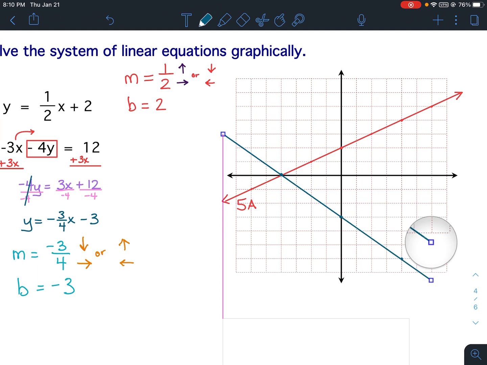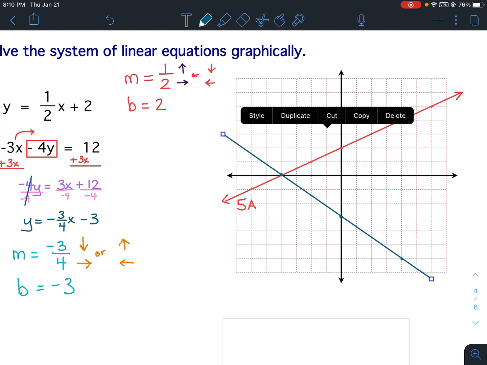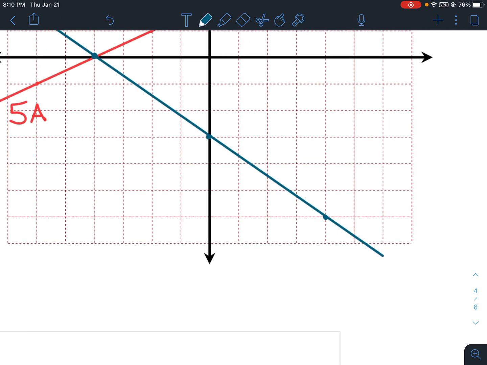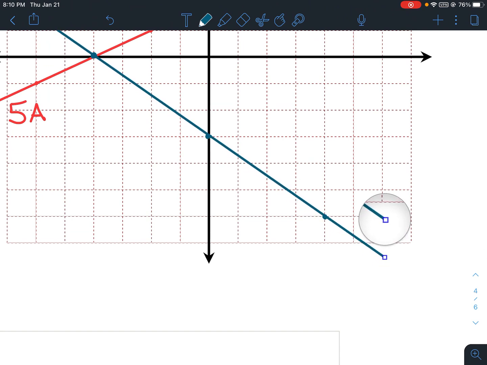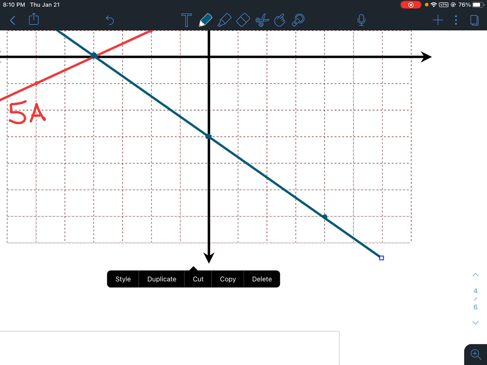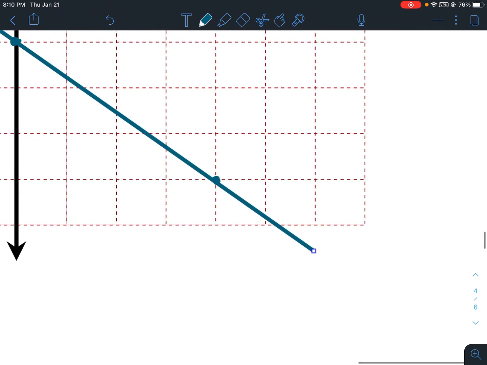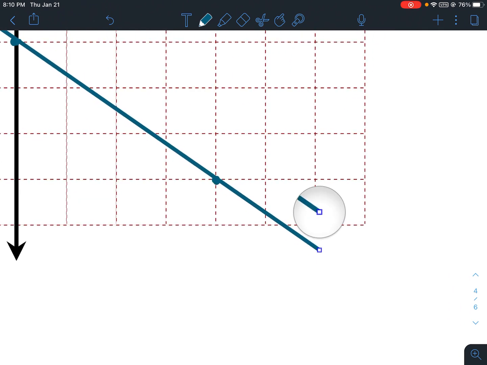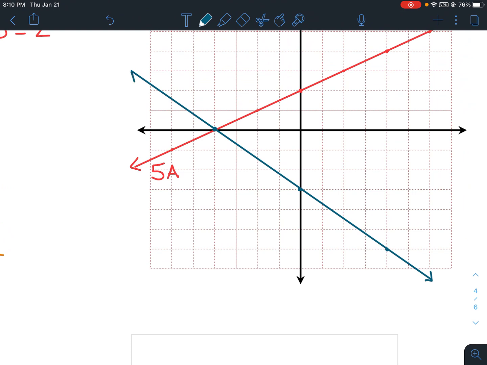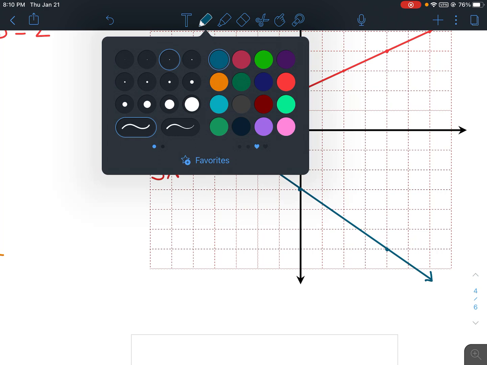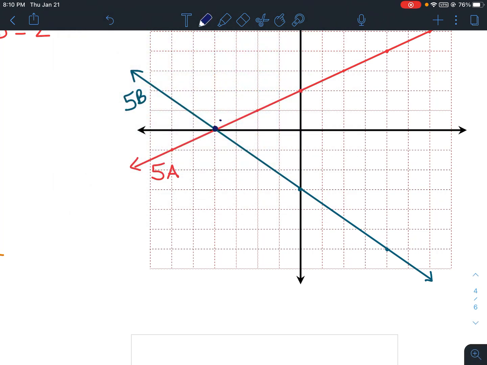All right, so extend your lines outside the grid lines. For some reason it's not wanting to work right. Good enough. Put arrows on the end. Label this 5B. And right here is where they intersect.